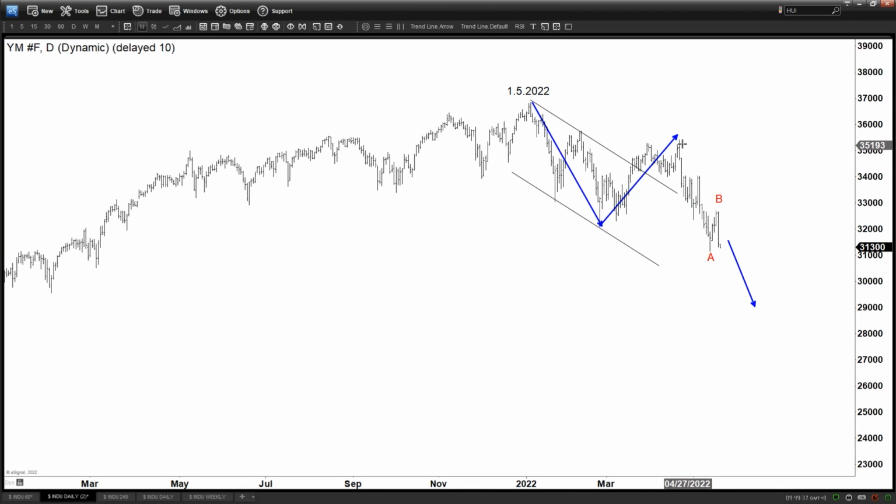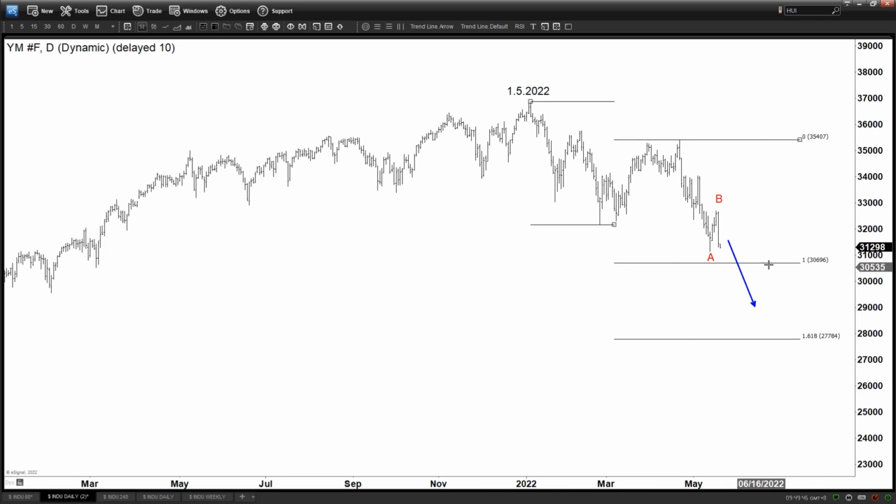If you just measure the extension to the downside, we can see that we're looking at 30,696 as the 100%, and then 27,784 is the 161.8. So depending on what the structure is from the peak here, what kind of sell-off do we have? So far it does look like it could be corrective. This is a three swing here. Now, there's another possibility, unless this is a flat, which is possible, A, B, C, right?